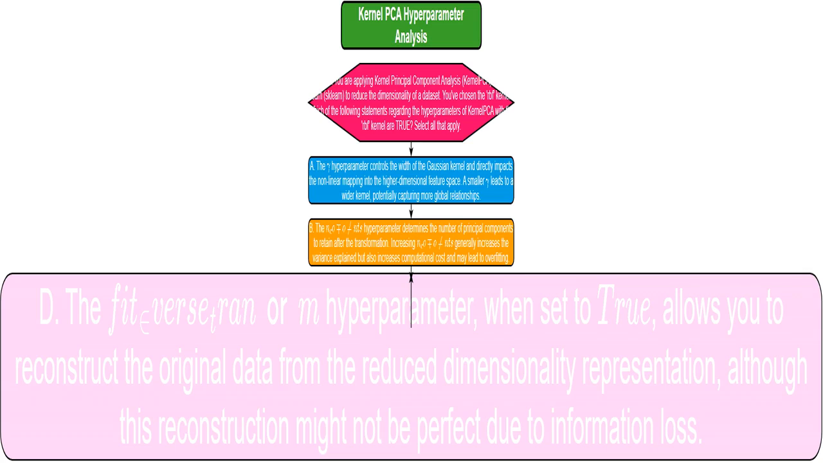If I set fit_inverse_transform to true I can try to rebuild my original data from the reduced representation. This is useful for understanding information loss. However, because of reduced dimensionality, the reconstructed data might not be perfect. Some details will be lost. Think of compressing a picture. When you decompress it, you might lose some quality.